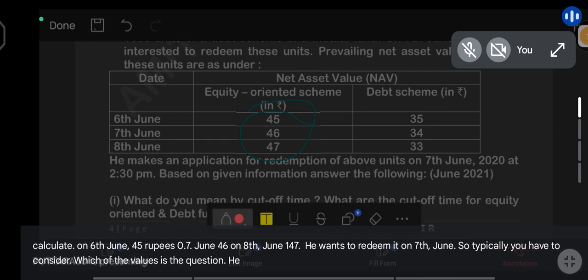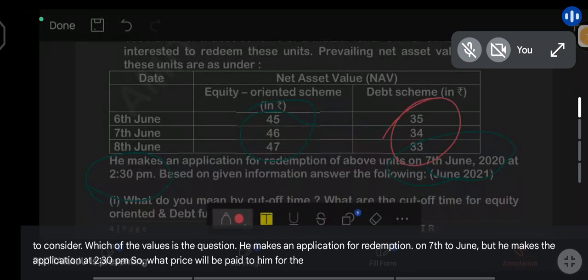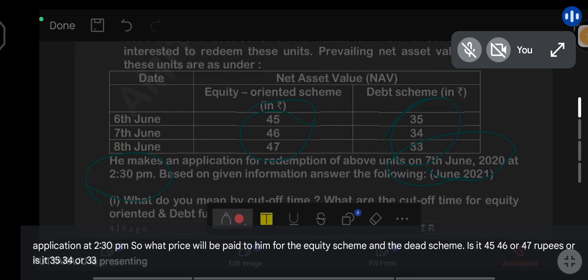He makes an application for redemption on 7th June, but he makes the application at 2:30 p.m. So what price will be paid to him for the equity scheme and the debt scheme? Is it 45, 46 or 47 rupees? Or is it 35, 34 or 33 rupees for the debt fund?